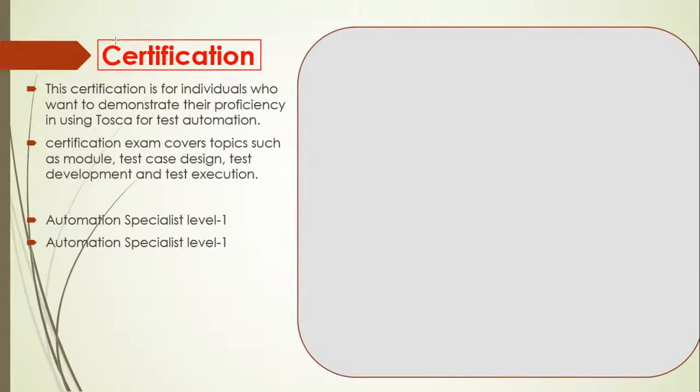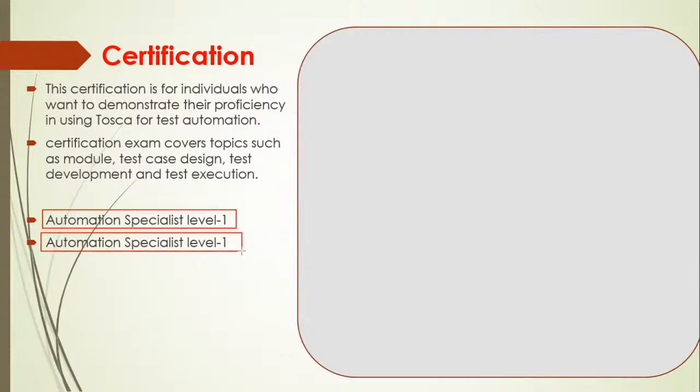Ma'am, could you please tell me what is the cost of both levels? I think you have written the first level. Yeah, two levels are enough. So there are two levels, right? Automation Specialist Level 1 and Automation Specialist Level 2. And what is the cost? The certification exam cost. He's asking about exam fees.